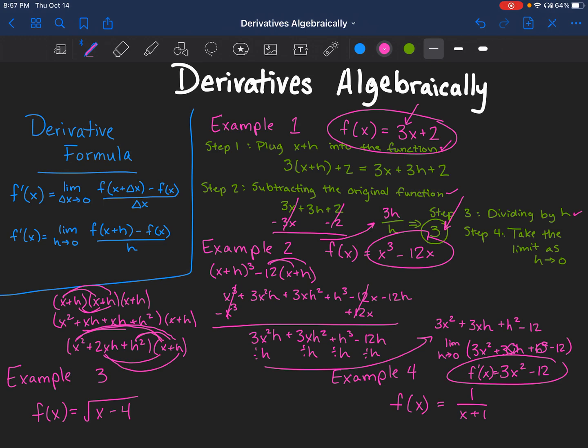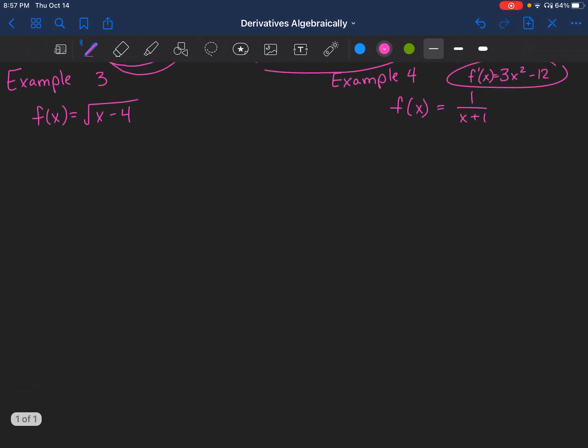So its value, the slope, depends on whatever x is. Now, I'm going to do 2 more examples. We've got example 3 and example 4. Notice, example 3 is a radical. It's a square root function. I'm still going to follow the same process.